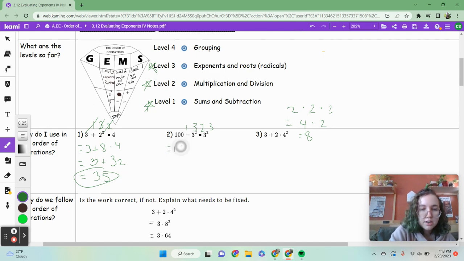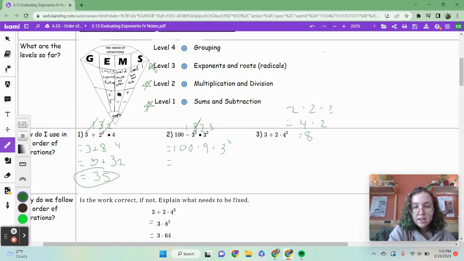So we bring that 100 down. 100 minus, and then 3 squared is 9. That's 3 times 3. Then we carry everything else down. 3 times 3 squared. I could X out that one. Then I can move on to my next level 3 problem. So that's 100 minus 9, and then times 3 squared. We just said 3 squared was 9. Great. X that one out.